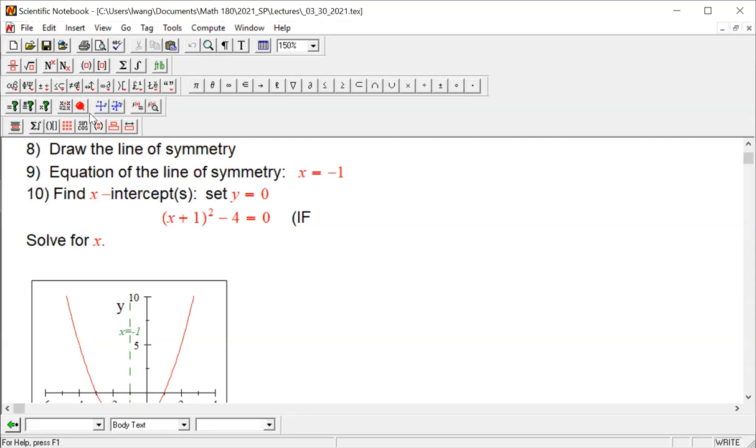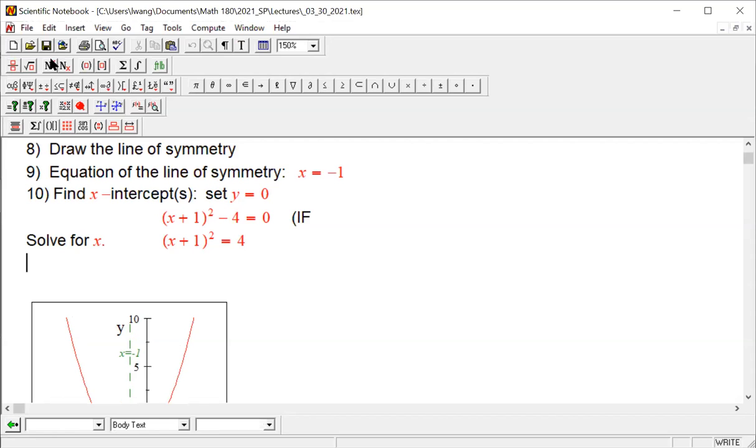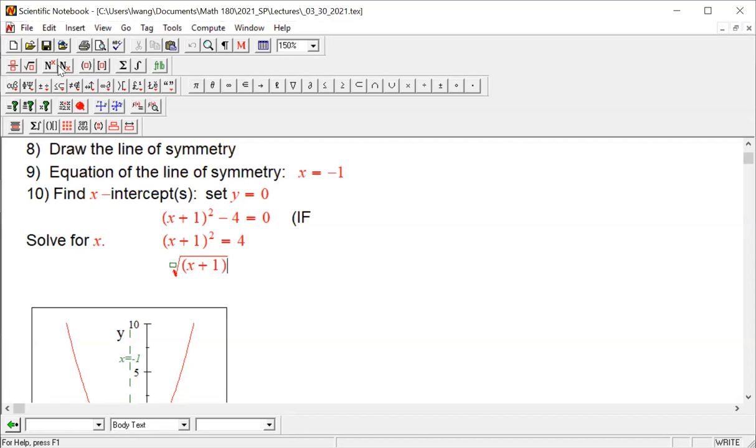And then we just do (x plus 1) squared equals 4. Then take the square root. Plus or minus 2. Are you guys working on it? Yes. Okay, I'm so glad to hear that.